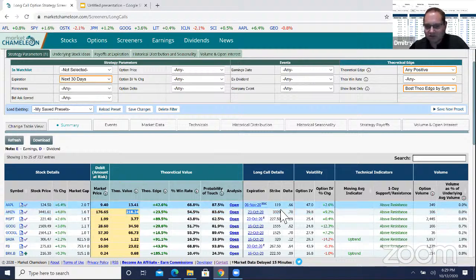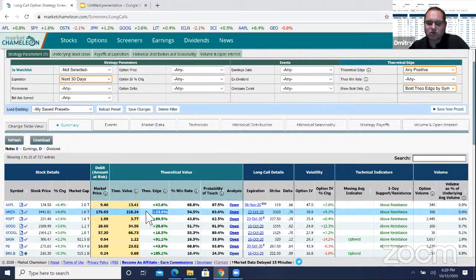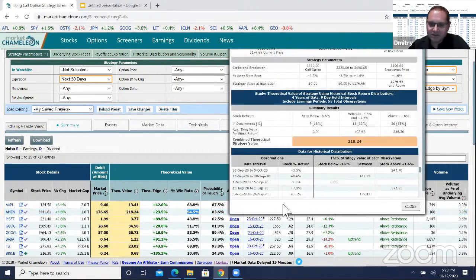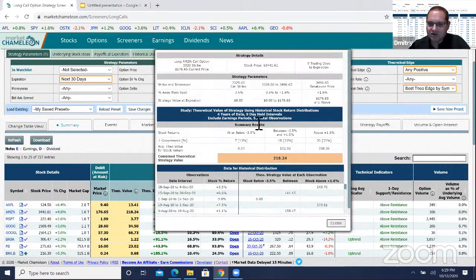$218.24. Obviously this is a really high price stock, but that gives you a 23.5% theoretical edge with a historical win rate of 54.5%. So if you open this up, it'll explain it to you, but you can see here, in the last 4 years, 55 observations. This is the breakdown. Here's the data in that study.